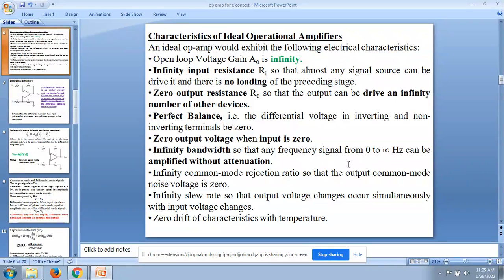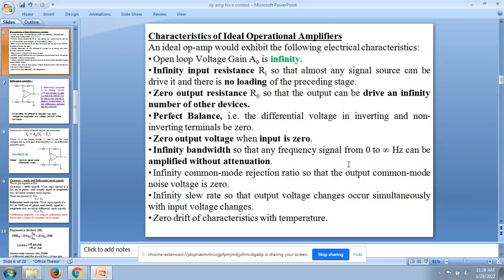Then let's see what are the characteristics of an ideal operational amplifier. An ideal operational amplifier would exhibit the following electrical characteristics. Open loop voltage gain A naught is infinity. Input resistance Ri is infinite, so that almost any signal source can be driven and no loading of the preceding stage takes place. Zero output resistance Ro, so that the output can drive an infinite number of other devices. Perfect balance: the differential voltage between inverting and non-inverting terminals is zero. Zero output voltage when the input is zero.